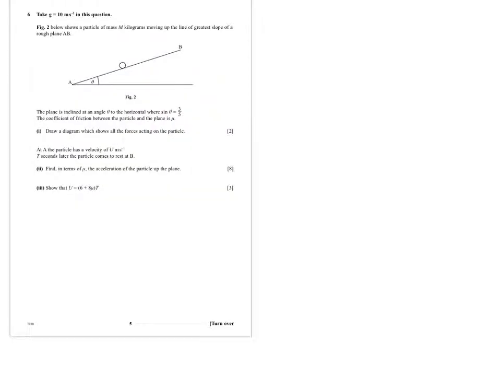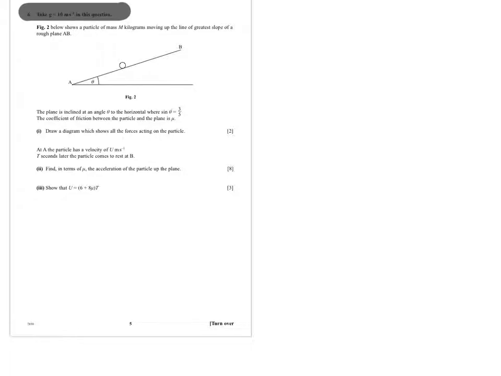Question 6. First thing we notice is that it says take g as 10 meters per second squared, so I'm going to highlight that so that we don't forget, and it's important that we take g as 10. That's going to make the numbers in the question work out much more easily than otherwise if we were to take 9.8.